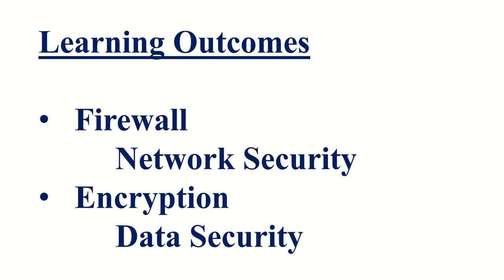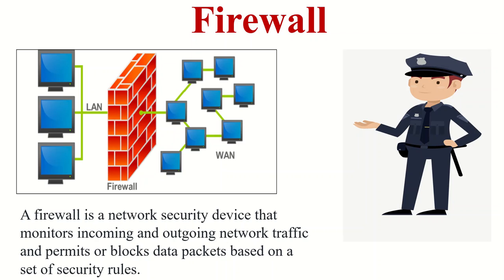Today in this lesson we are going to learn about the two security measures, and they are firewall and encryption. These two basically help us to secure our network and our data. Now let us see what they actually are and how they work.